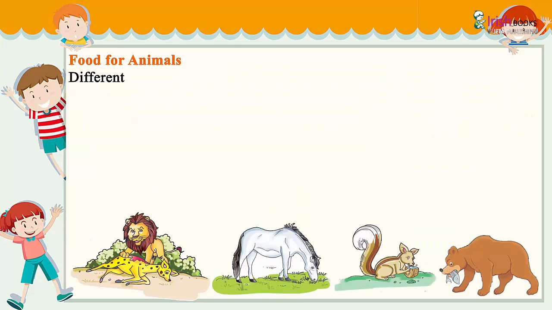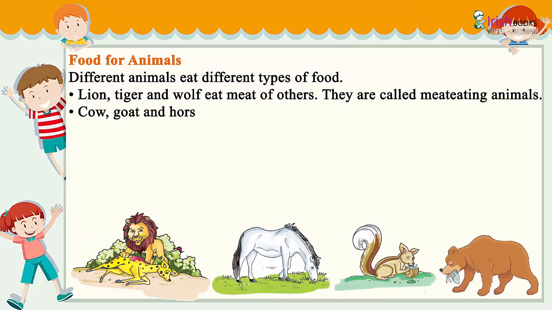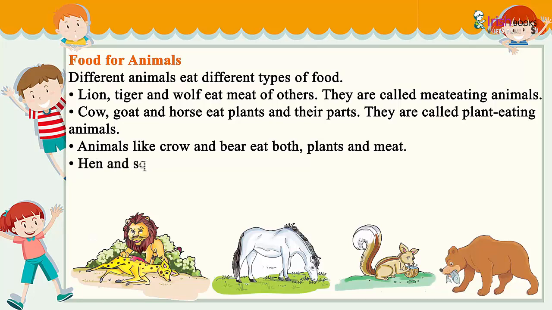Food for animals. Different animals eat different types of food. Lion, tiger, and wolf eat meat of others. They are called meat-eating animals. Cow, goat, and horse eat plants and their parts. They are called plant-eating animals. Animals like crow and bear eat both plants and meat. Hen and squirrel eat grains and nuts.